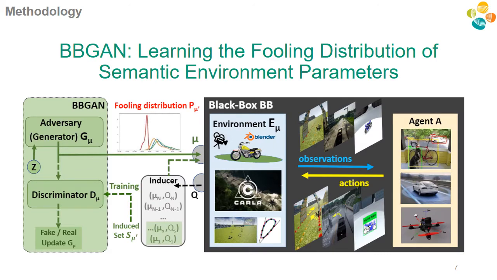Here we show how BBGAN, a GAN that tries to learn the distribution of parameters that will fool the agent in the environment, works. The training happens by passing a set of different parameters, and then the inducer tries to filter all of these parameters according to their Q score obtained from the environment, and then the filtered parameters are passed to the GAN for training. After training, the BBGAN would sample fooling parameters that would always be fooling for the agent.